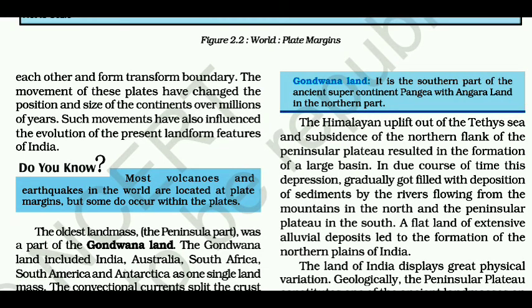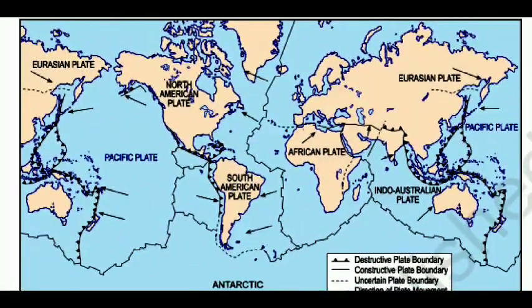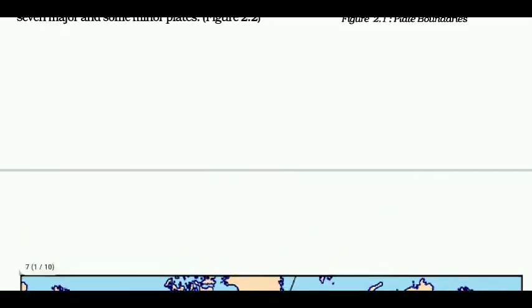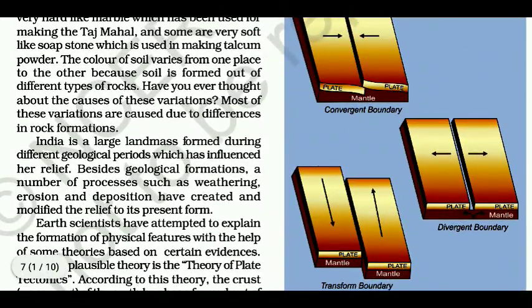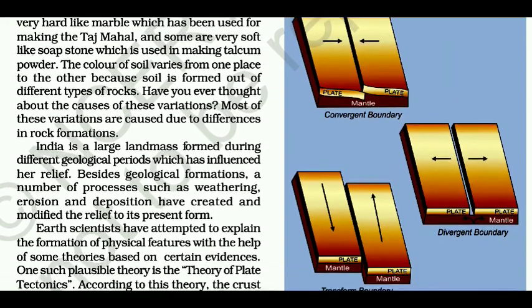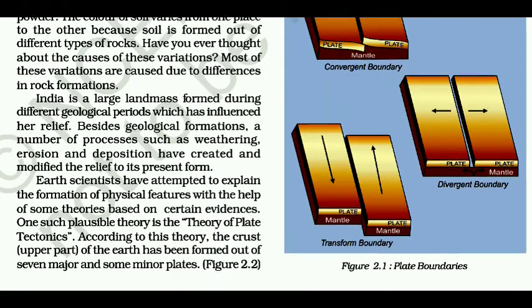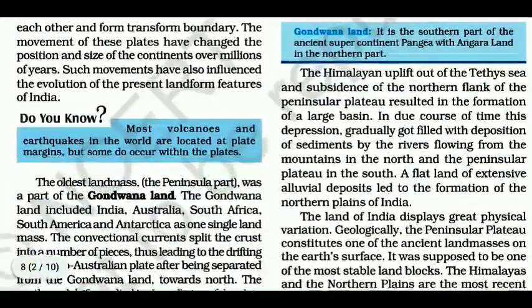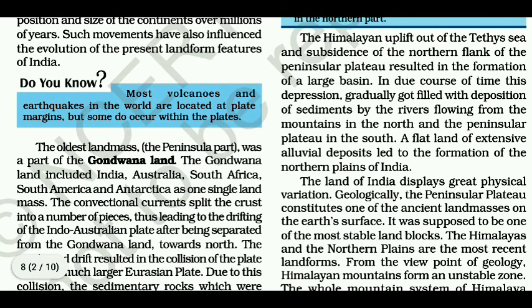The movement of these plates has changed the position and size of the continents over millions of years. Such movements have also influenced the evolution of the present landform features of India. So friends, you can see here the map. Here you can see the convergent boundary, divergent boundary, and the transform boundary. Now in the Do You Know section, we have: most volcanoes and earthquakes in the world are located at plate margins, but some do occur within the plates.